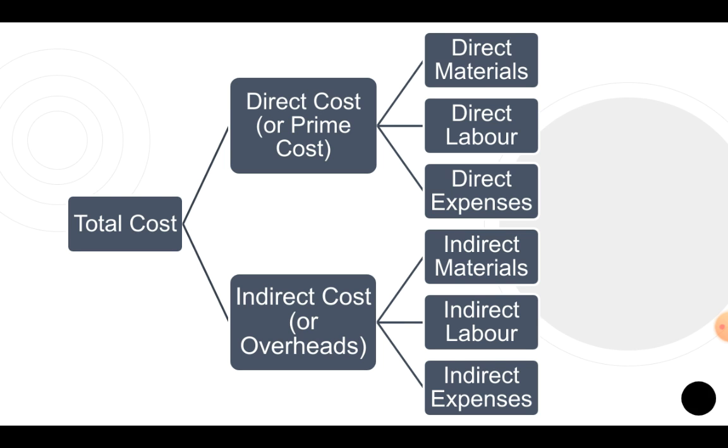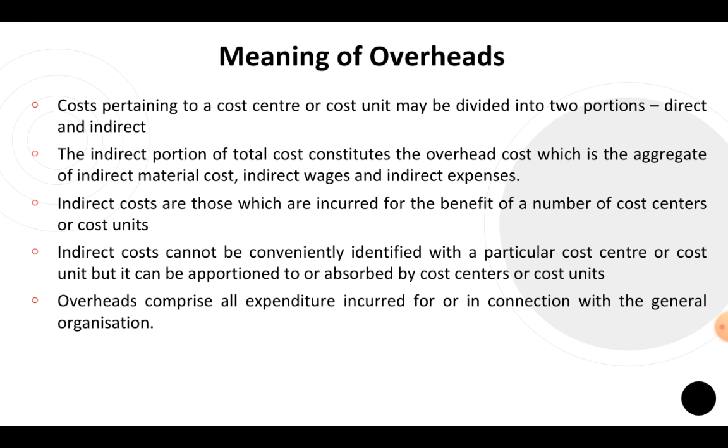And then you have the second category under total cost, which are your indirect costs, which are also termed as overheads. So overheads are all of those indirect costs pertaining to material, labor, and expenses. So it will be indirect materials, indirect labor, and your indirect expenses. Okay, so these are your indirect costs or your overheads. So we are only going to be discussing overheads or your indirect costs under this particular unit. So what is overheads exactly? What do they mean? And how are they going to be subdivided?